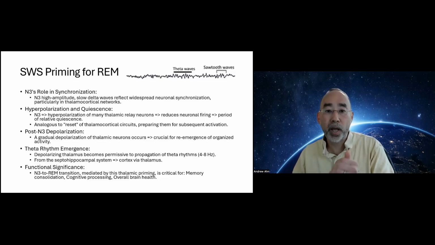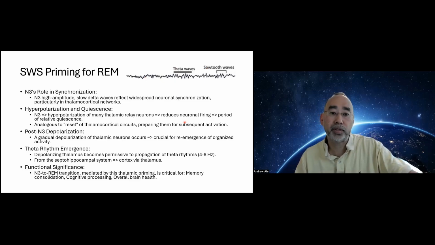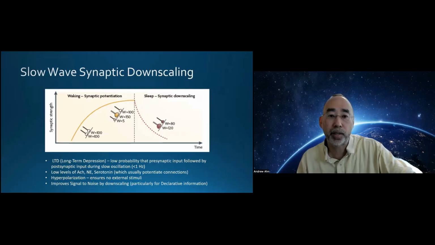As non-REM progresses, a gradual depolarization of these neurons occurs, and a depolarized thalamus is permissive to the propagation of the theta rhythm originating from the septohippocampal system. So the N3 to REM transition, mediated by this thalamic priming, is critical for subsequent memory consolidation, cognitive processing, and overall brain health that takes place during REM.